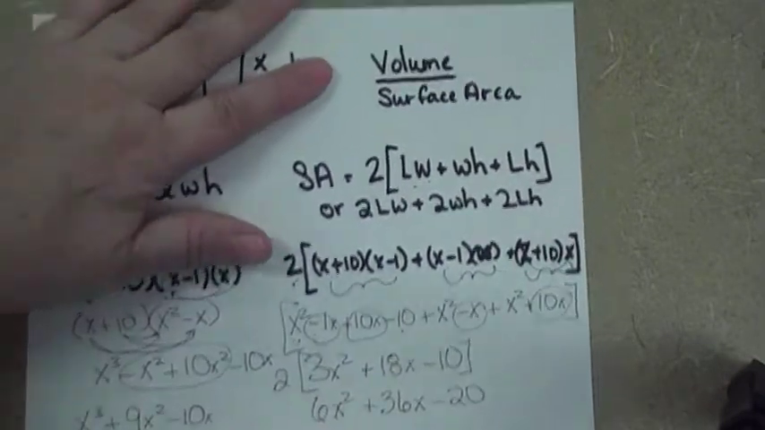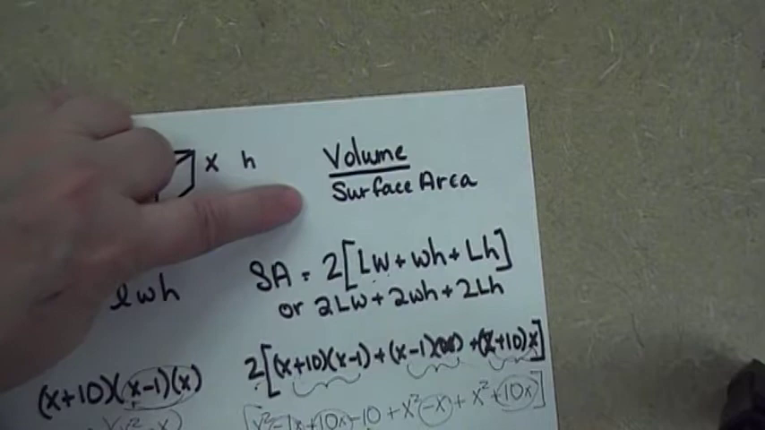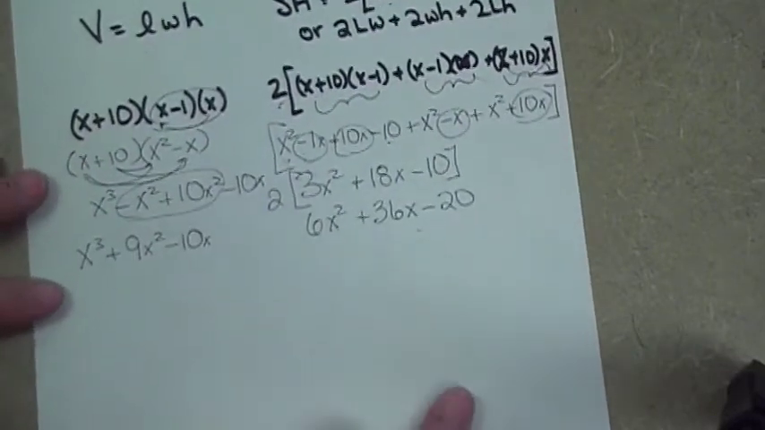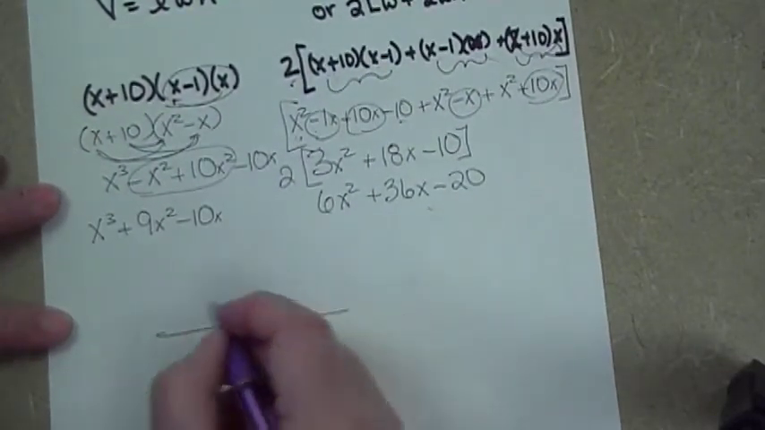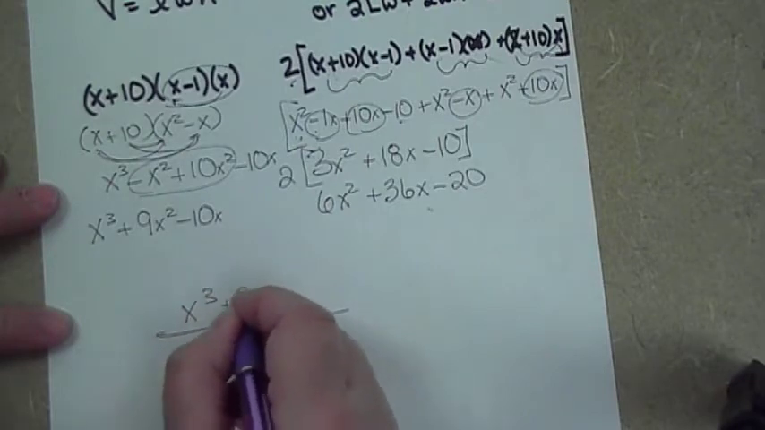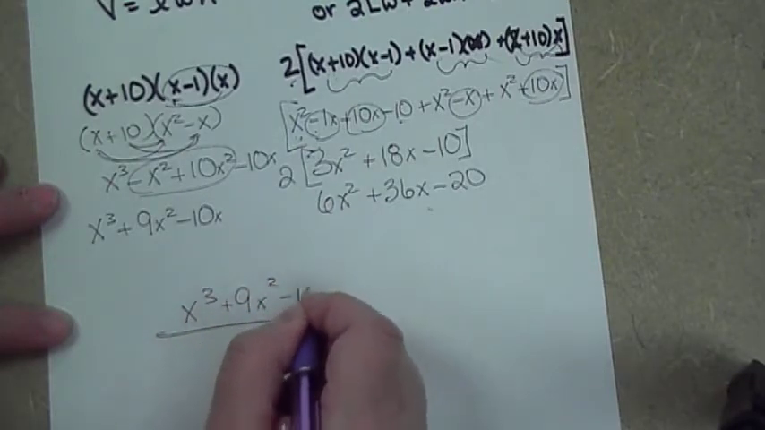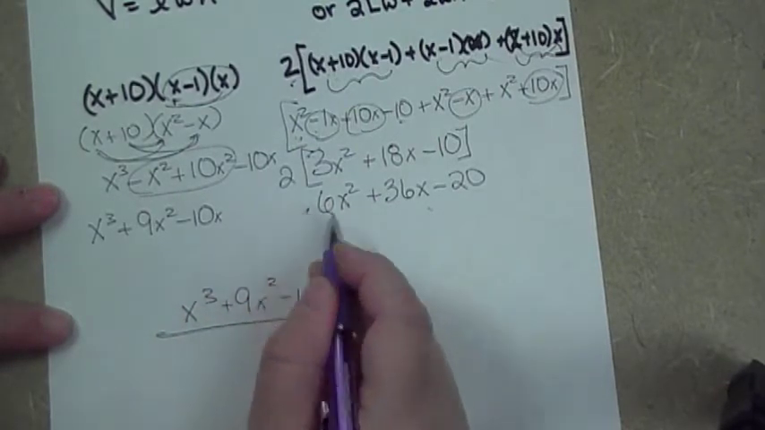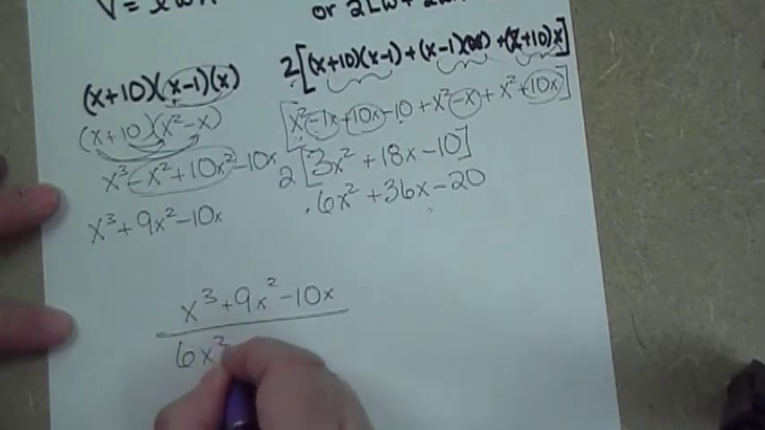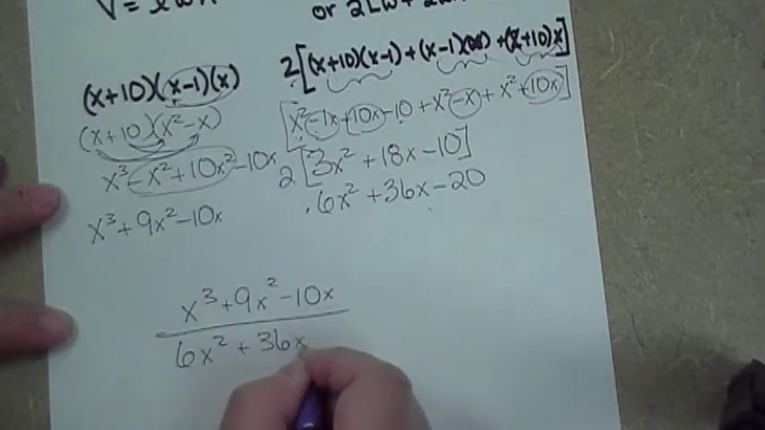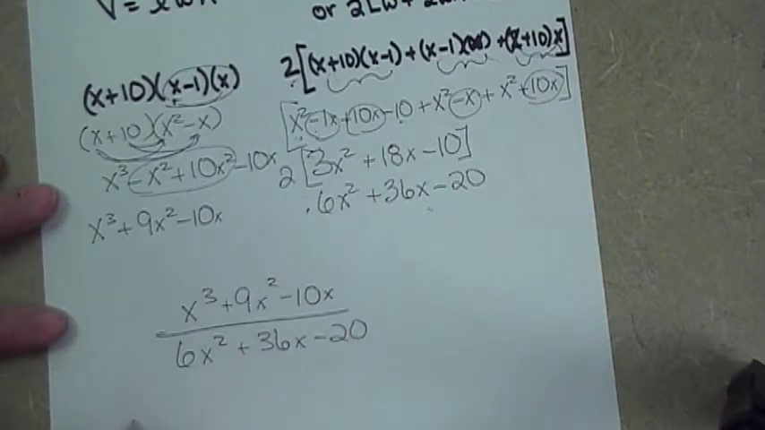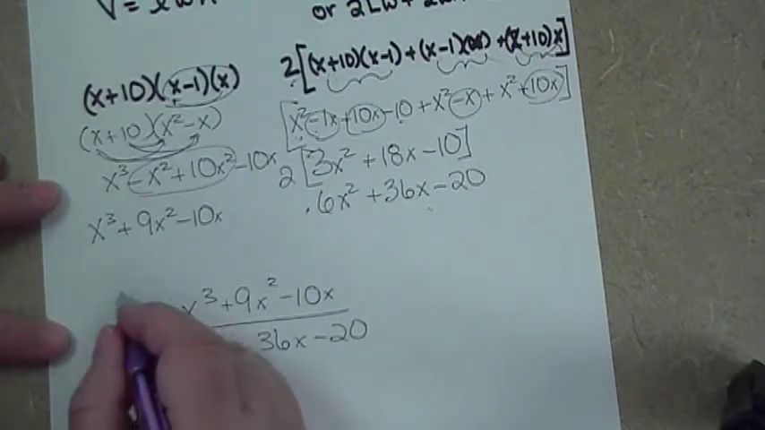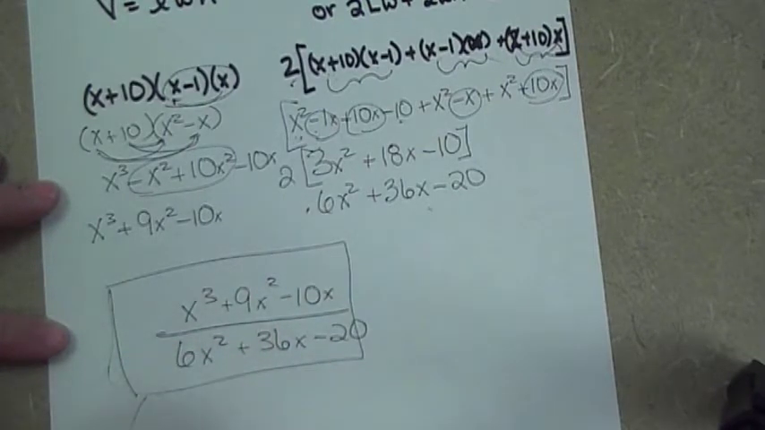And it wants to know the ratio of the volume to the surface area. So volume is on the top, so we'd write the x^3 plus 9x squared minus 10x. And this is the surface area, 6x squared plus 36x minus 20. If we want to go another step forward, we can factor them and see if there's anything canceled, but I already know that this one doesn't, so this is our final answer.